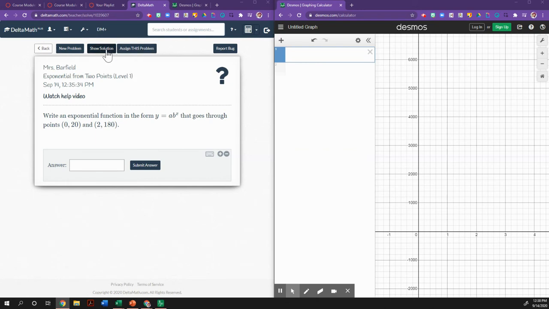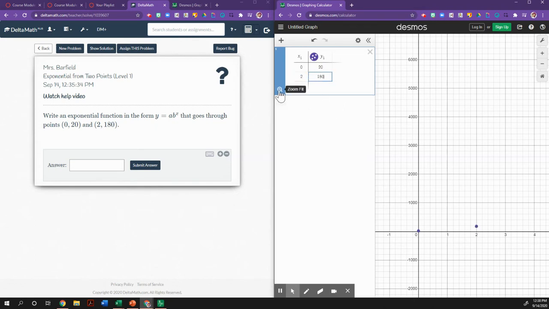Now, when you hit show solution here on Delta Math, it is going to show you how to do it by hand, but we're going to utilize Desmos to do the work for us. It says write an exponential function in the form y equals a b to the x that goes through the points 0, 20, and 2, 180. So in Desmos, you're going to hit the plus sign and add a table, and type in 0, 20 into the first line, and then 2, 180.